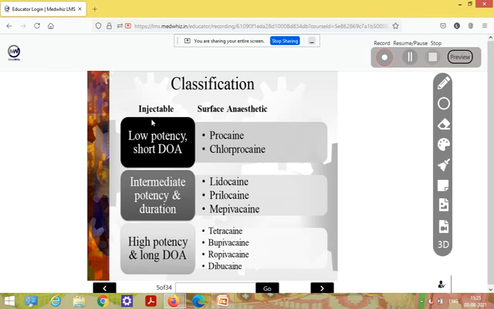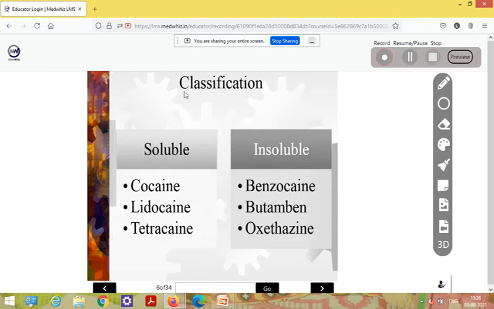These are classified again based on the potency and the duration of action. Those drugs with a low potency and short duration of action are procaine and chloroprocaine. Those with intermediate potency and duration are your lidocaine, prilocaine, and mepivacaine. And those with high potency and long duration of action are your tetracaine, bupivacaine, and dibucaine. Again, depending upon the solubility, they are classified as soluble and insoluble local anesthetics. You can see over here there are a few insoluble ones which are not absorbed, and the rest of the things are soluble.